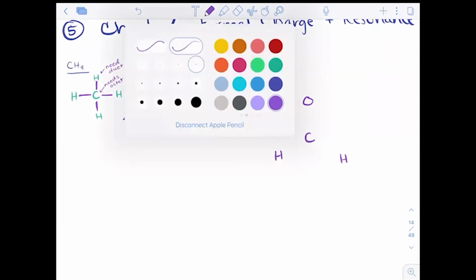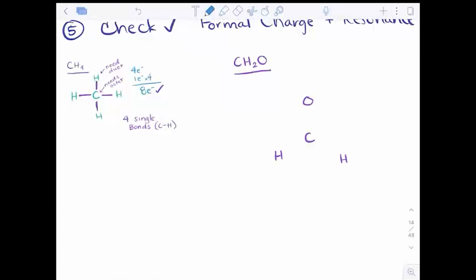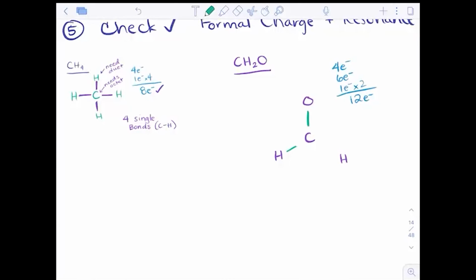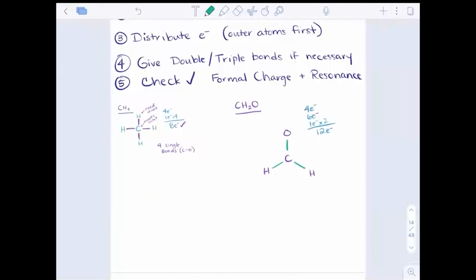All right, count up those valence electrons. 4 from the carbon, 6 from the oxygen, and 1 each for the hydrogens. 12 electrons total. Let's go ahead and start distributing. 2, 4, 6. Now, when I want to do my distribution, number 3, to the outer atoms first, I know that I've done 6 electrons in my bonds. So I have 6 electrons left over.